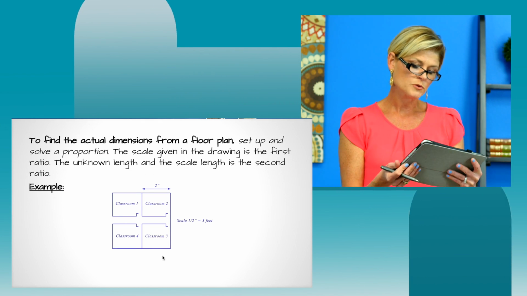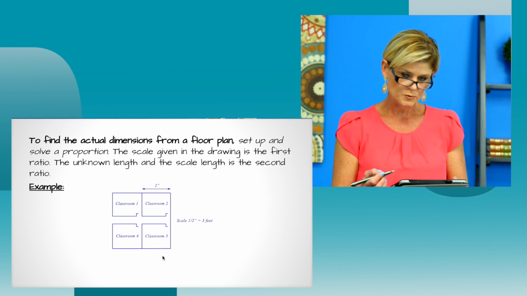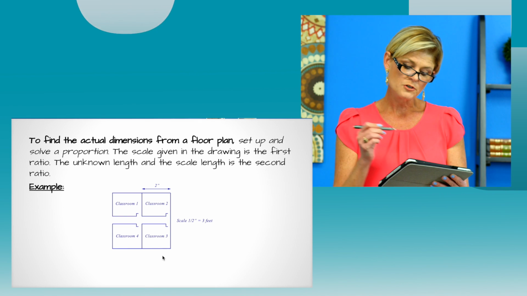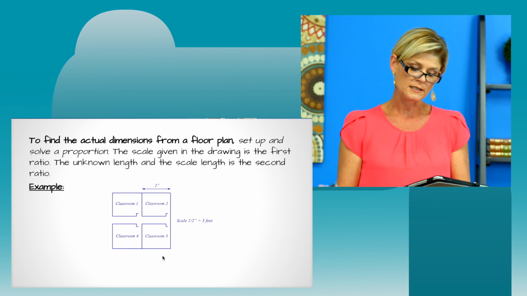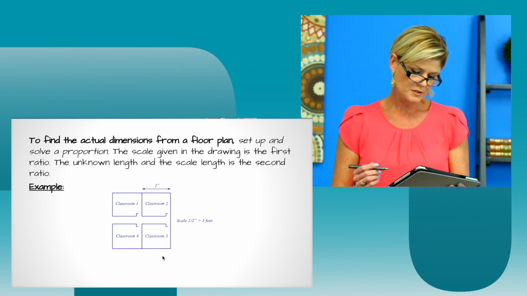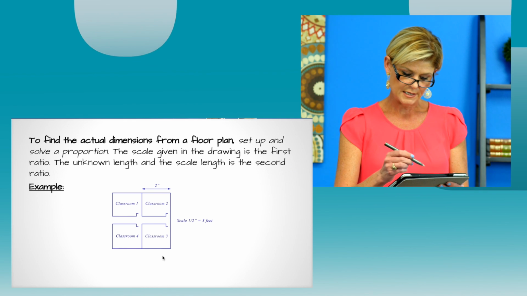So to find the actual dimensions from a floor plan, you need to set up and solve a proportion. We'll see that on the next slide. So the scale given in the drawing is going to be the first ratio, and the unknown length and the scale length will be the second ratio. Let's take a look at this picture, this floor plan. We've got 4 classrooms and a scale.